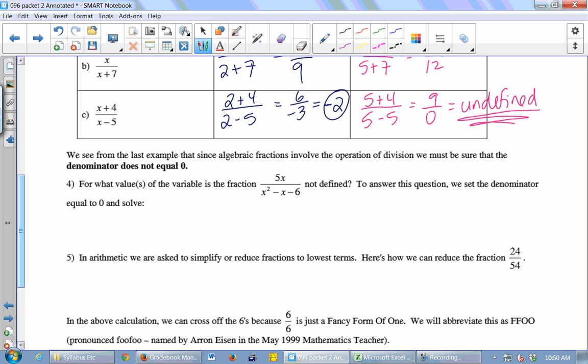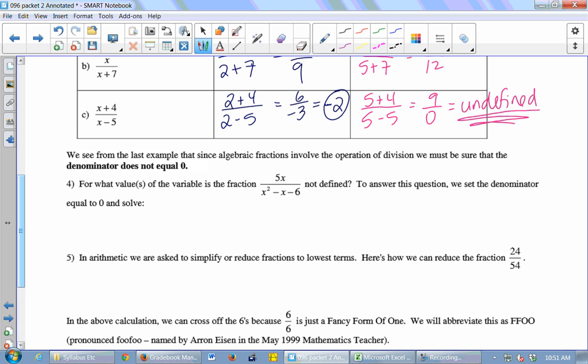So algebraic fractions involve the operation of division. The fraction bar is just another way of writing a division symbol. So we have to make sure that the denominator does not equal 0. Otherwise we'd be dividing by 0. It's not allowed. So for what variables is this fraction, 5x over x squared minus x minus 6, not defined?